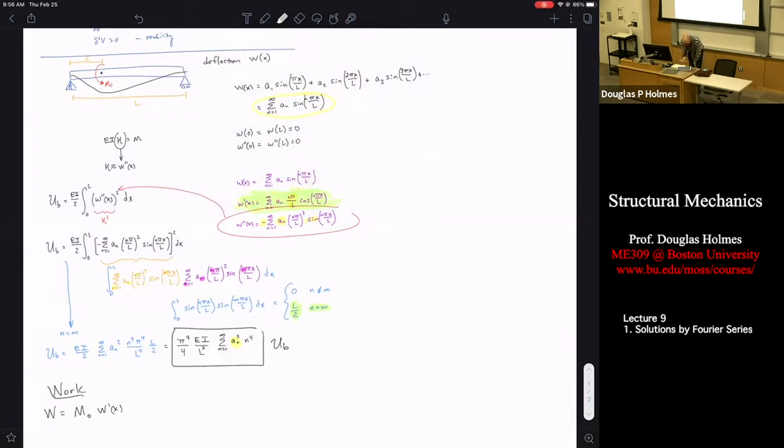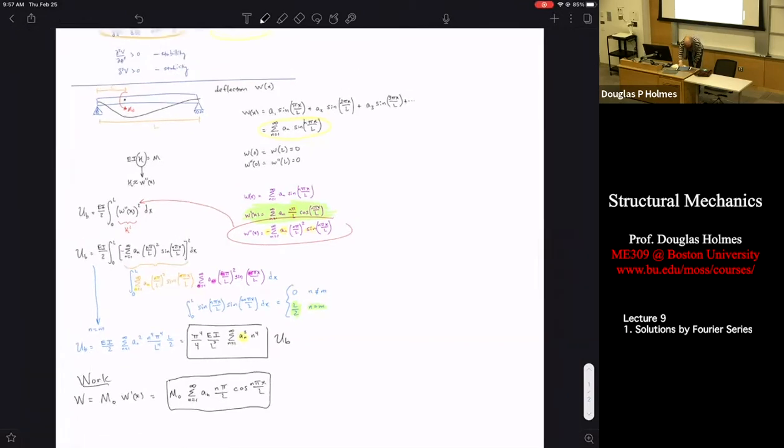Not bad. So we just need to take our M naught term, multiply that by the sum from n equals 1 to infinity of a sub n times n pi over L times the cosine of n pi x over L. There's no integral here, right? This thing is just that moment is applied at a point. So the work is really simple. We don't have to do any of the stuff that we just did with orthogonality and integrating over the length of the beam. We just have a moment being applied at a specific point. So this is our work.